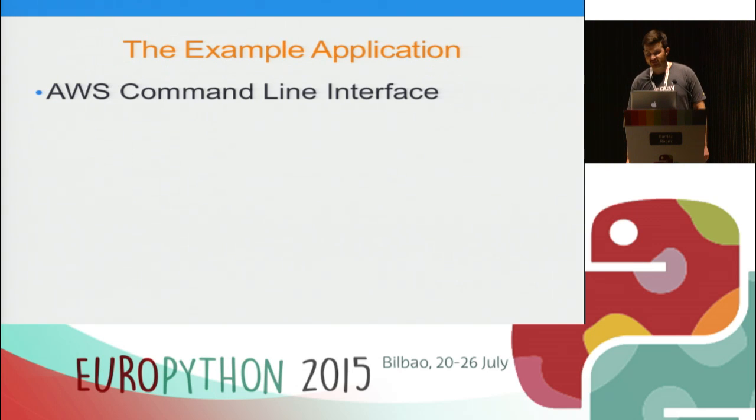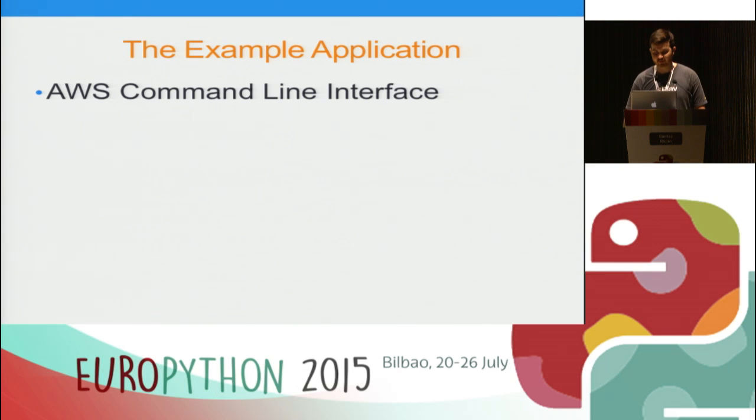So the sample application I'm going to be talking about is the AWS command line interface. Like I said before, it's a Python-based CLI used for managing your AWS resources. I decided to choose this application because I have a lot of experience with it. And in the end, it's a CLI. Most users are not Python developers.